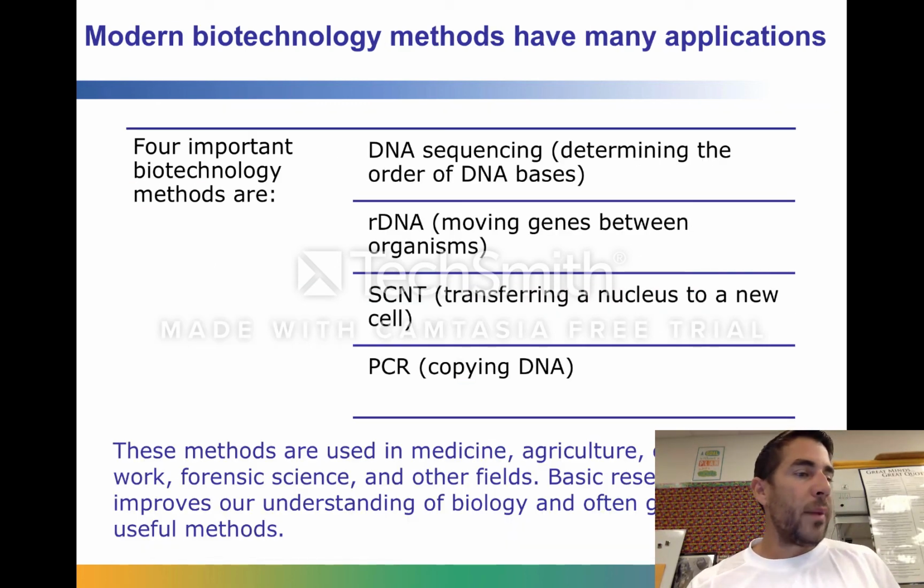Today, we have reviewed 4 major methods in biotechnology, all developed since the 1950s. DNA sequencing allows us to determine the order of nucleotide bases. rDNA allows us to move genes between different organisms. SCNT lets us transplant an entire nucleus into a new cell. PCR allows us to make many copies of a specific segment of DNA. These 4 methods are used in many fields, including medicine, agriculture, environmental work, and forensic science.